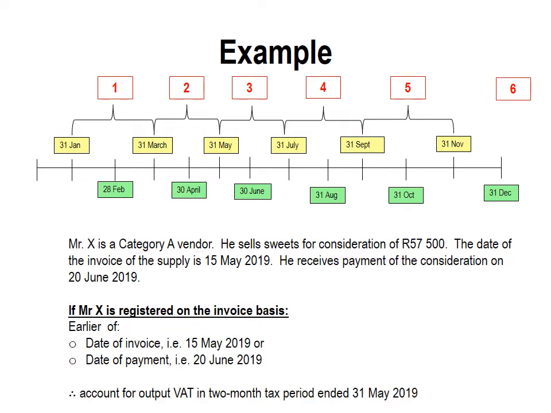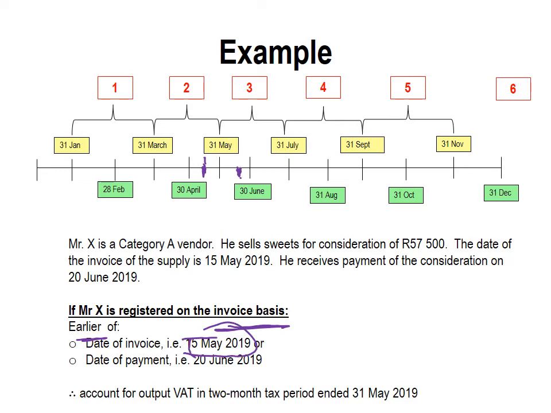So let's have a look if he's registered on the invoice basis. Now, if a vendor is registered on the invoice basis, how they would account for VAT is on the earlier of the date of invoice, which is on the 15th of May, so that's round about there, or the date of actual payment, which is the date that he received the payment, which is round about there, the 20th of June. And the question is, right, in which accounting period or tax period should he now be accounting for the output VAT? And ladies and gentlemen, which one of these two is the earlier?